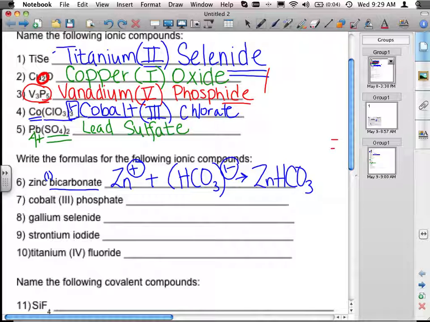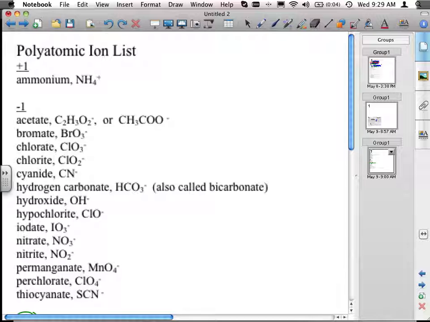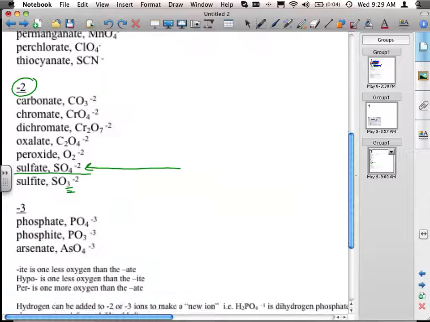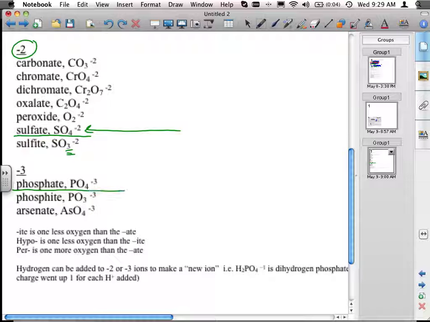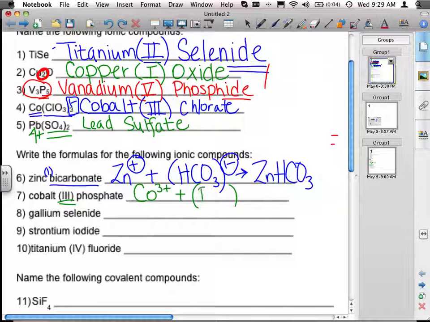Cobalt 3-phosphate. Symbol for cobalt is Co. The Roman numeral tells me the charge is +3. I'm adding that to phosphate. I do not find phosphate on the periodic table, therefore I need to go to my list and find it. Phosphate is right here with a -3 charge, PO4. Since my charges are already balanced, I only need 1 of each. Moving on to number 8.